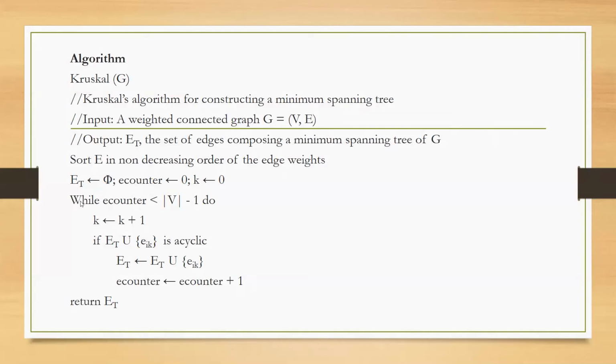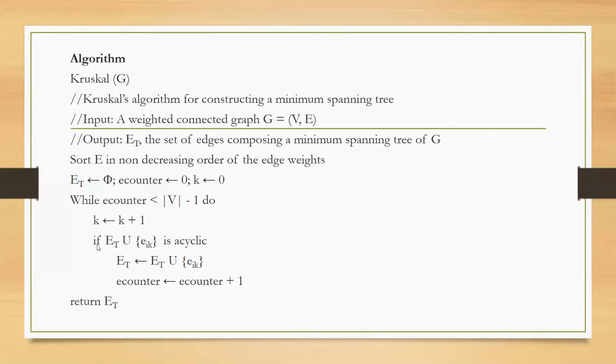While E counter is less than V minus 1, do: you increment the value of K. Why is this condition there? It executes for number of vertices minus 1. If there are 6 vertices, it executes 5 times. So that is the meaning of that.